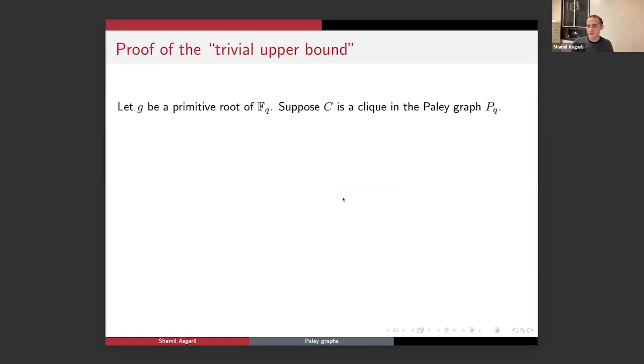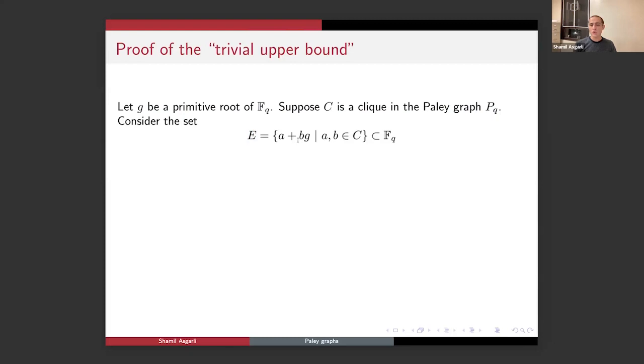And here is the proof. The proof is a very nice counting argument. So we start with the primitive root of FQ, an element that generates multiplicatively all the non-zero elements of the finite field. And we're going to take a clique C in the Paley graph PQ. And we're going to consider the following set. What is the set? This is a subset of FQ, and this set is called E.